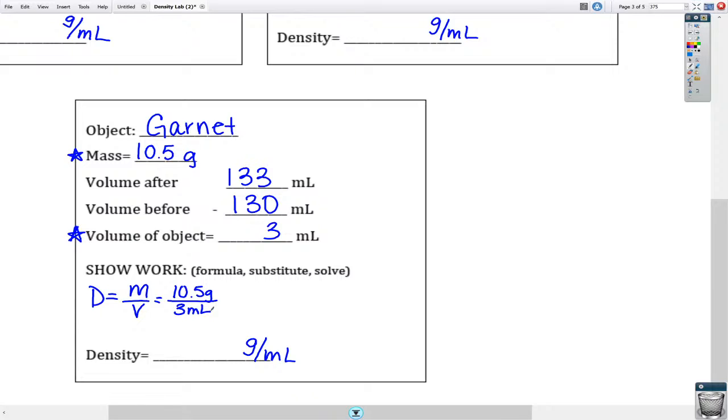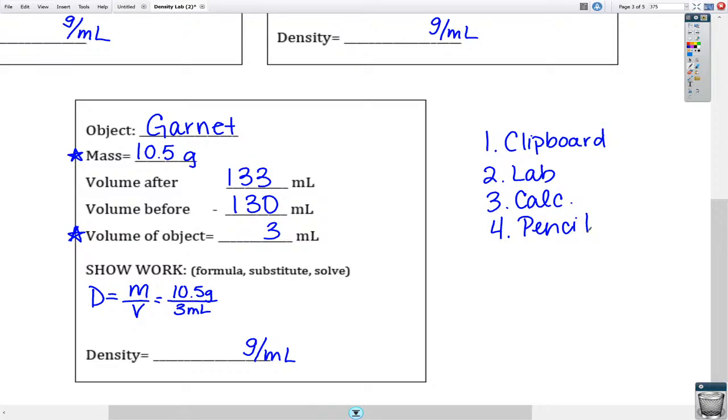So, what you need to bring for outside: clipboard, lab, calculator, pencil. If you didn't finish your homework and you think you'll have time for that, you can bring your homework too. Okay, so we're going to go where we normally go, remembering that if you're sitting within 6 feet of somebody, you need to keep your mask on. Okay, and try to give each other some space. If you finish early, you're not walking around and touching people.